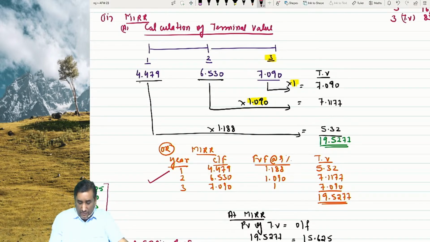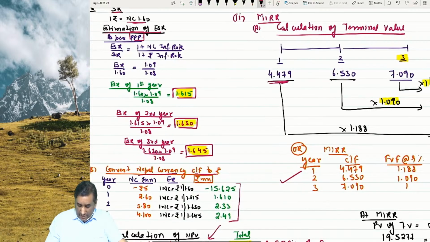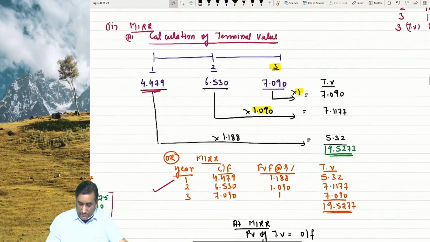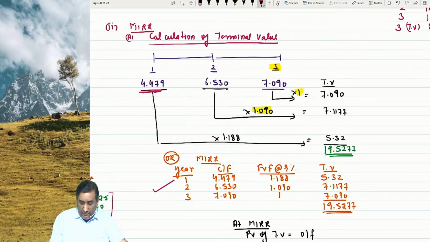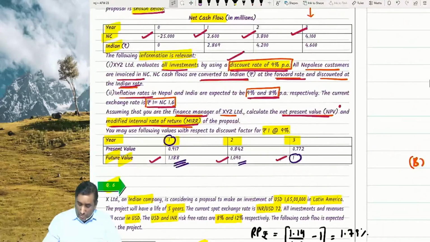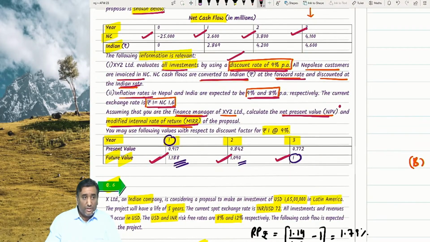So it's basically 4.479. I think these were the cash flows combined. Yes. So 4.479 first year, 6.530, 7.090, years 1, 2 and 3. How have I picked these up? I picked them up from here. Actually this shows me here. So 1 rupee will remain. This will be 1 year and this will be 2 years.